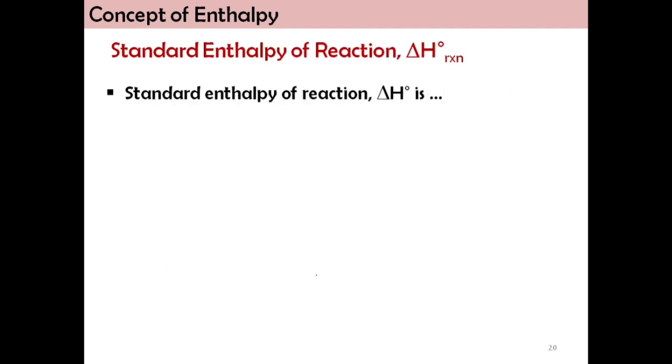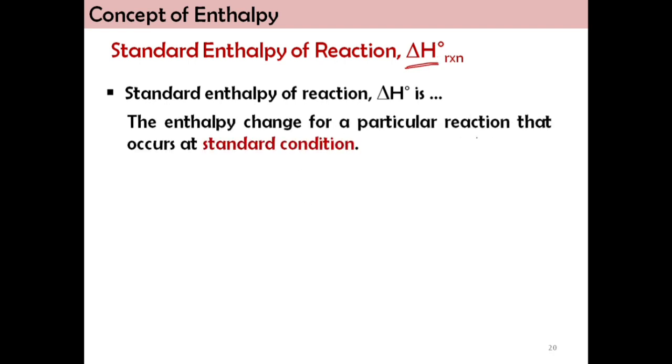Tapi kita teruskan kepada part yang seterusnya, standard enthalpy of reaction. Okay, bila standard, awak akan nampak enthalpy is delta H. Bila standard, dia ada knot dekat atas ni, ada bulat kat atas ni. So ini bermaksud standard enthalpy of reaction. So it is the enthalpy change for a particular reaction that occurs at standard condition. So kalau ada knot ni dekat atas, bermaksud reaction tersebut berlaku di standard condition.